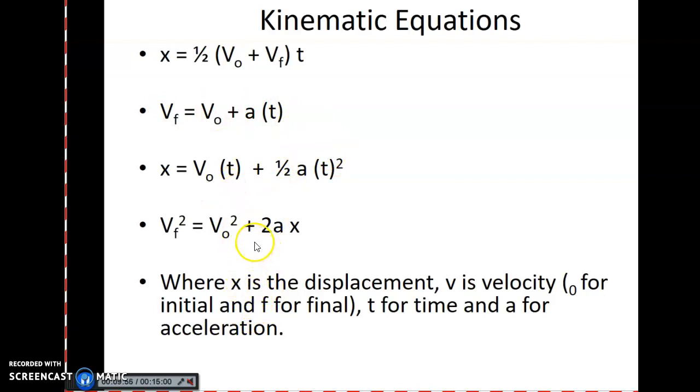So these equations are going to indicate distance is going to be x. X is distance or displacement, I should say. Initial velocity, final velocity, and time, and your constant acceleration.